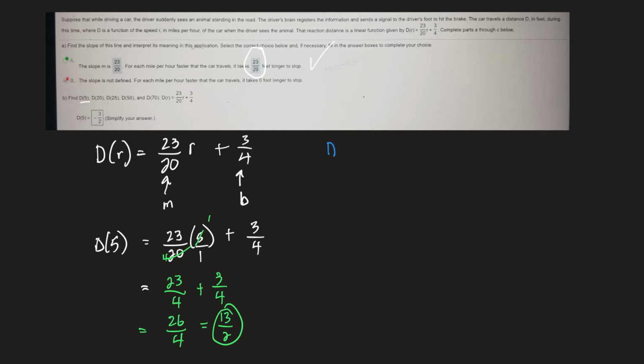So let's find the distance that it takes. Let's go 25. If we're traveling 25, it'd be 23 over 20 times 25 plus 3/4. Now, if you have a calculator that does fractions, you could just type that in. Unfortunately, when you type things into Desmos, I don't think it does fractions. We can try though. Let's try it.